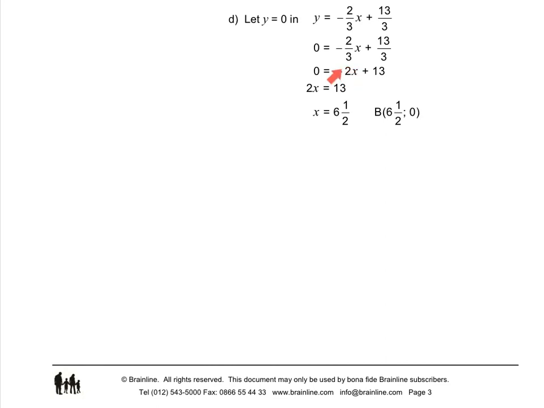If I then take my minus 2x to the left, it becomes a plus 2x. To get x alone, I have to divide by 2 on both sides. 2x divided by 2 is x, and 13 divided by 2 is 6.5. And therefore, the coordinate of B will be where x is 6.5, y is 0.